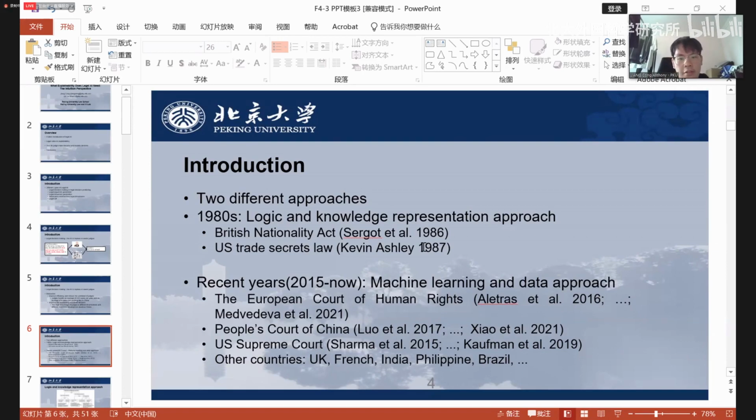But in recent years, there is another approach that uses machine learning and data. This is a very popular approach around the world. We can see many applications in Europe, in China, in the US, and some other countries like the UK, France, India, and Brazil.